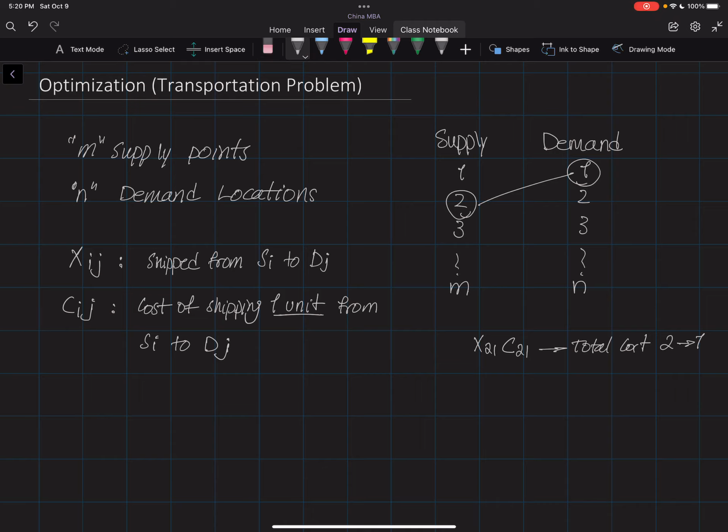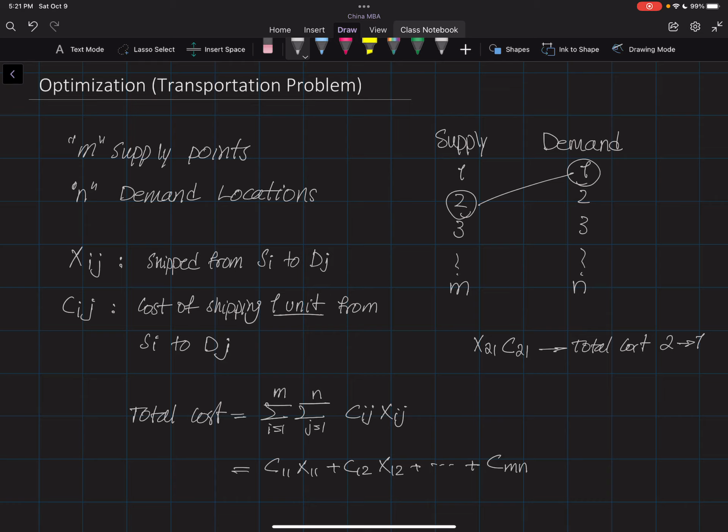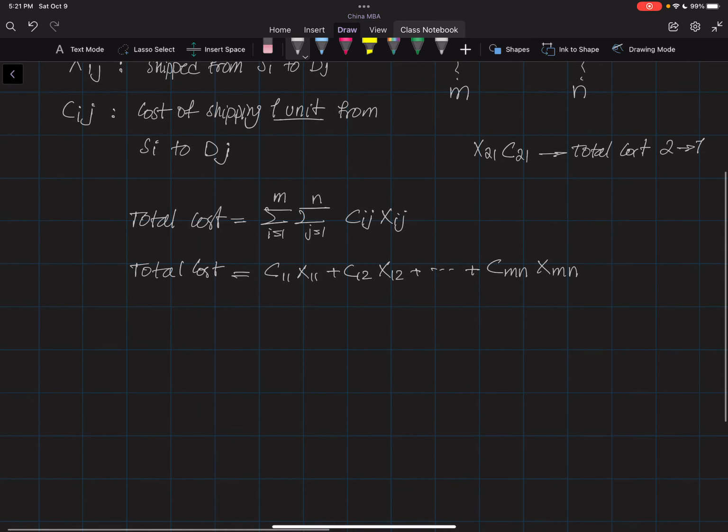So my total cost will be equal to the double sum over i from 1 to m and j from 1 to n of c_ij x_ij. In other words, to simplify a little, this is c11 x11 plus c12 x12 plus all the way to c_mn x_mn, shipping from all the supply locations to all the demand locations. This is my total cost. So what is my objective? My objective is to minimize the total cost, which is given by this formula.